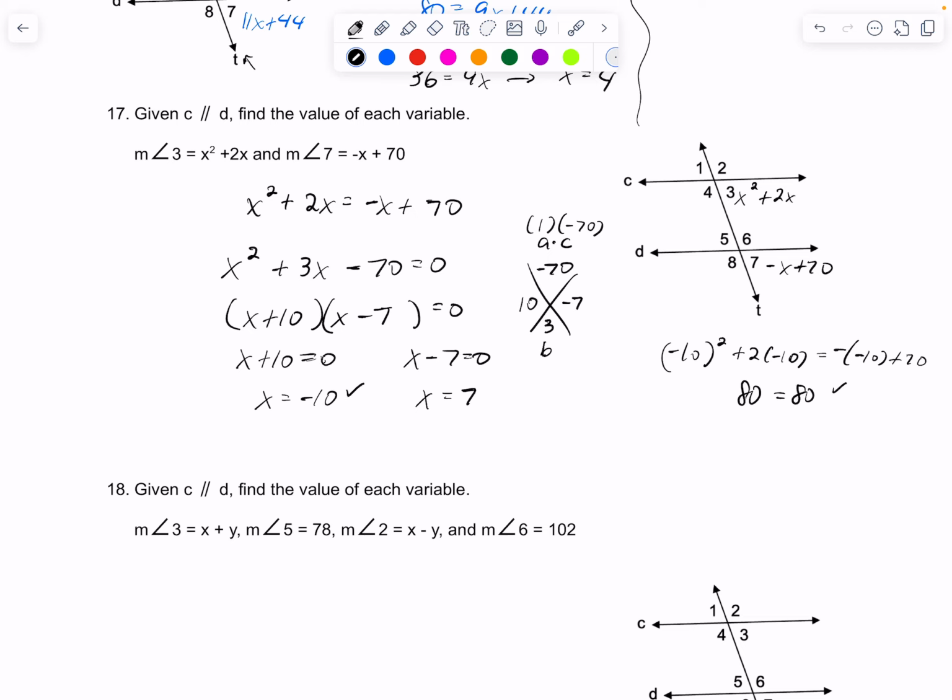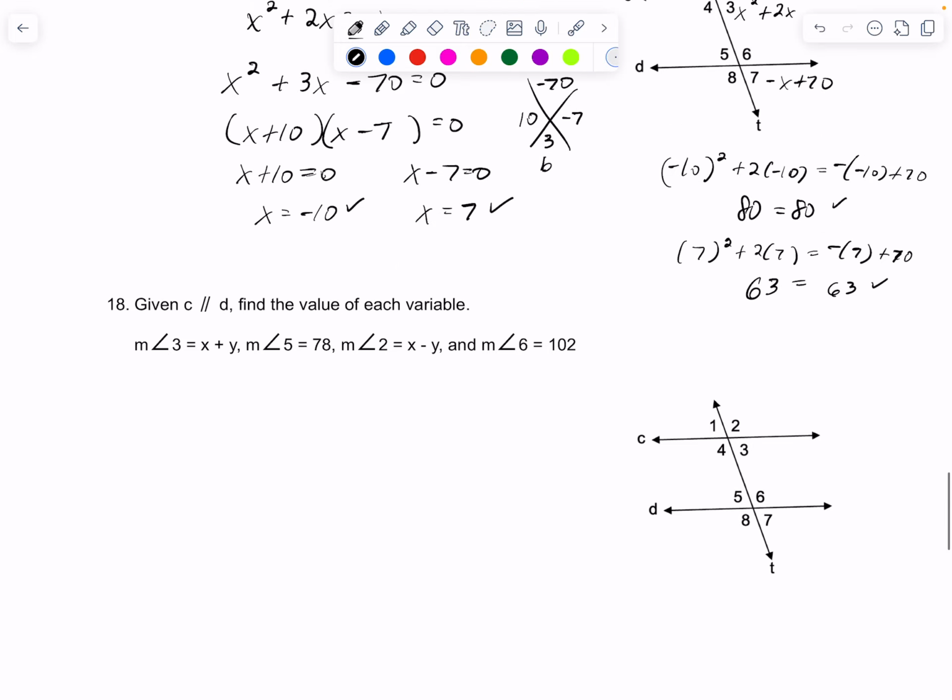Plugging in 7, I have 7 squared plus 2 times 7 equals the opposite of 7 plus 70. 49 plus 14, let's see, 50 plus 14 is 64. That's 63. The opposite of 7 is negative 7 plus 70 is also 63. That also works. So we have two values for x that would make this true.